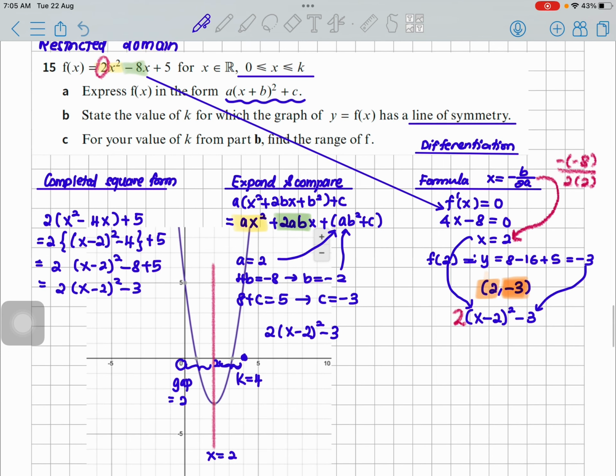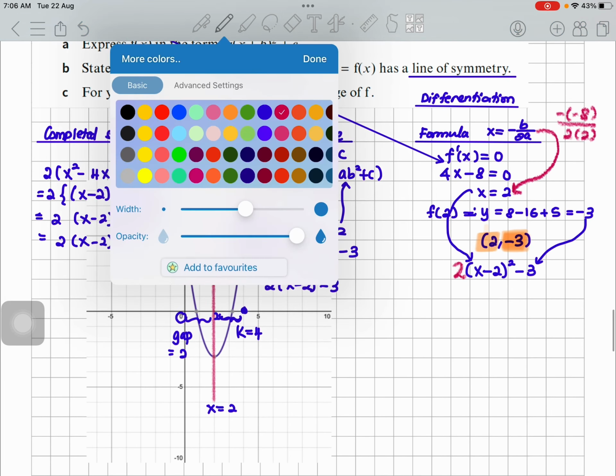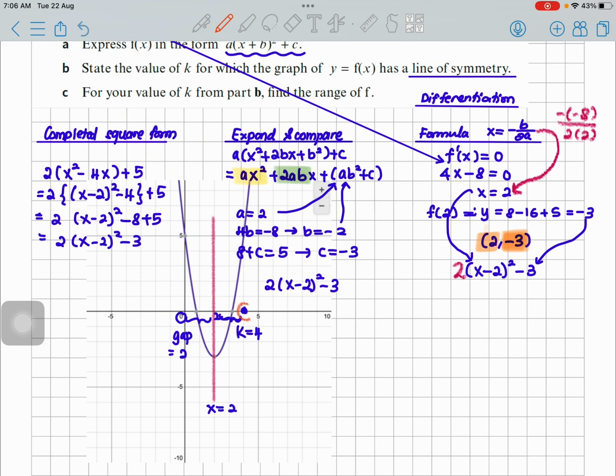Part C says find the range of f for that particular k value. So what do we do? We can just take from the graph here. Let's just see. When x equal to 4, what is my y value? My y value is exactly 5. So what is your range? Your maximum y.